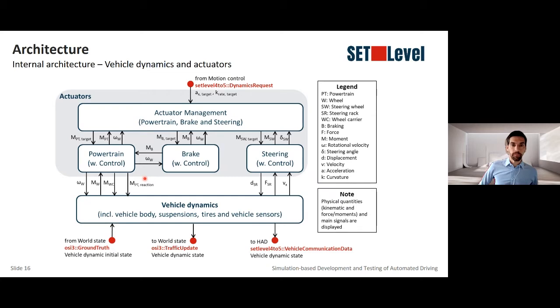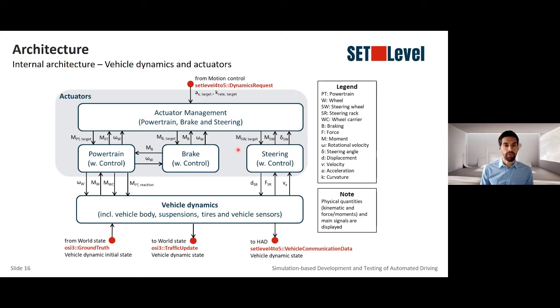Actually, if we explode this view, we have several submodels within this block, and this is the current state of the work within the SET Level project concerning the architecture of the vehicle dynamics and actuators part. So starting from the top of the picture, we have here the actuator management model, which receives from the motion control the target motion, let's say, as information, and controls the three actuators, which are in detail the powertrain, the brake system, and the steering system.